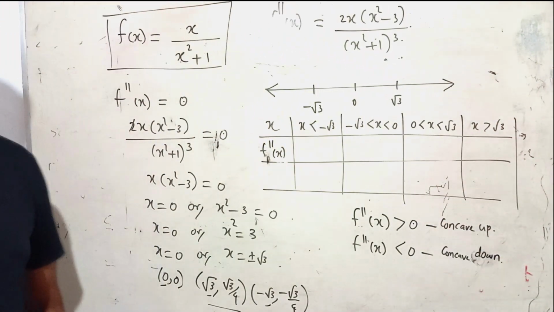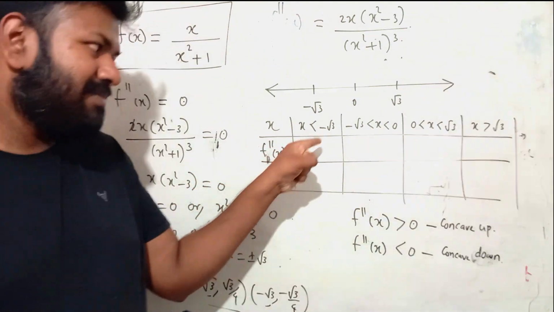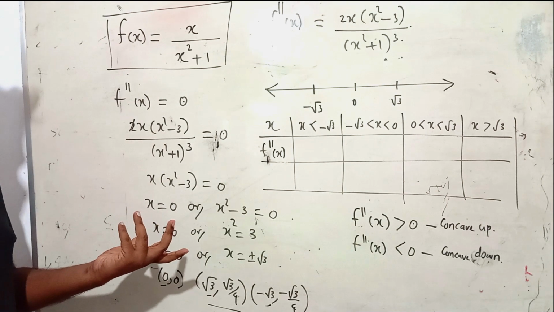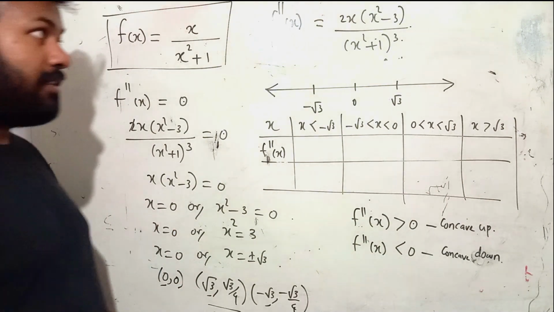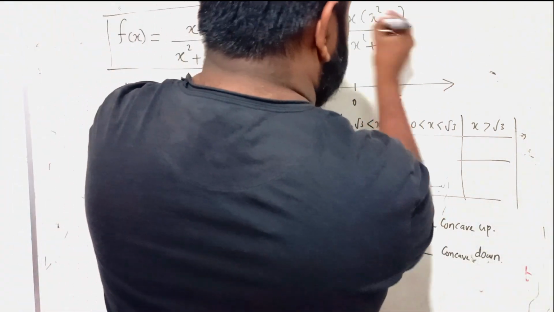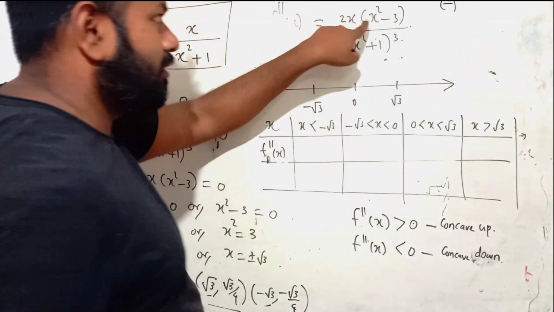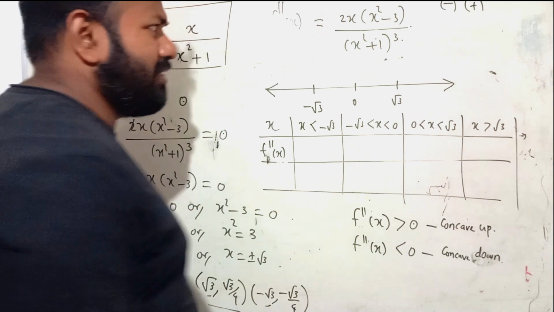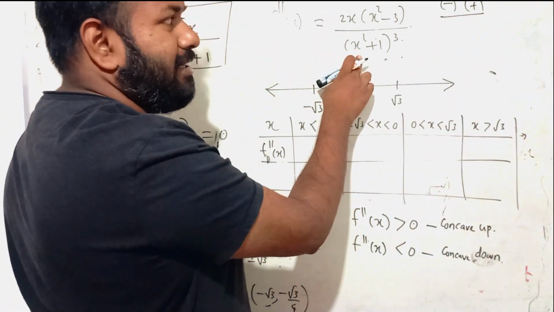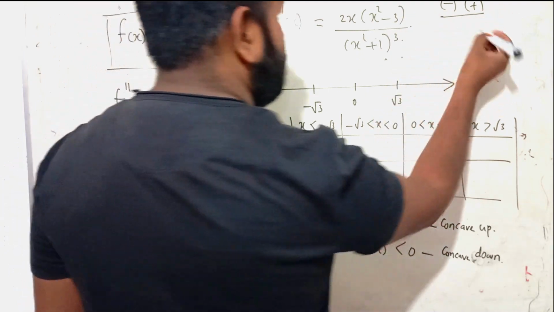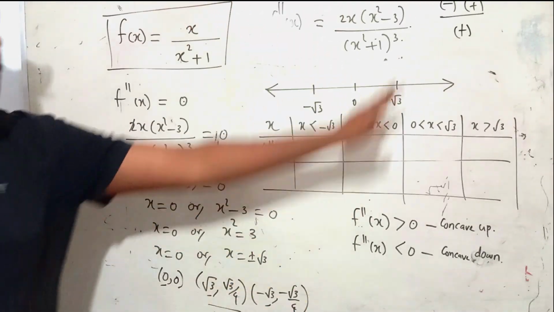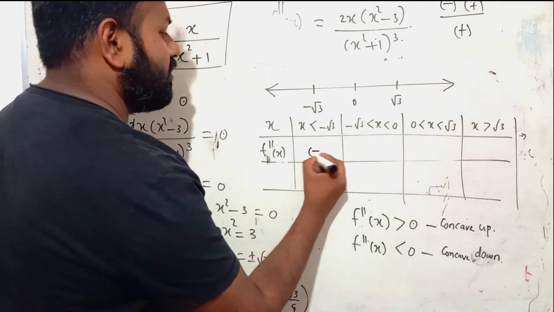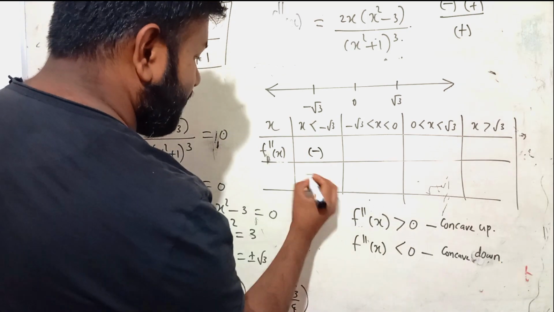Understood? So you have to check the signs. When x is smaller than negative root 3, just imagine a number smaller than negative root 3, let's say negative 5. Substitute it here. Negative 5 into 2, negative 10. Here this is going to be positive because negative 5 squared is 25, 25 minus 3 is positive. Negative 5 here, 25 plus 1, positive, and the cube is positive. So what can you say about the sign? Negative into positive is negative, negative over positive, negative. So this region is negative, so it's going to be concave down.